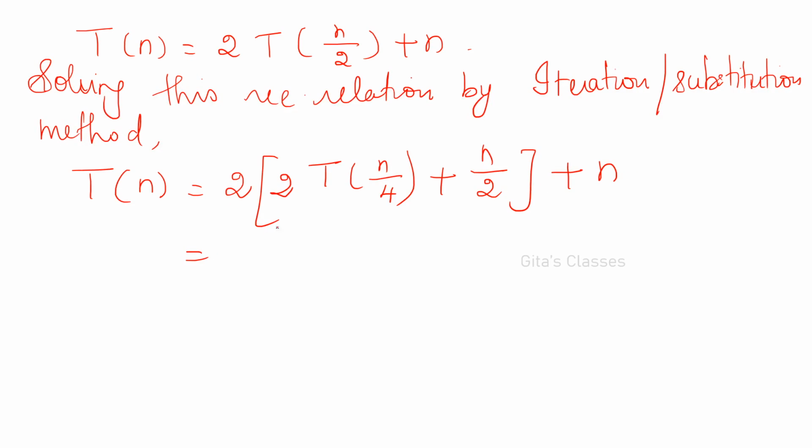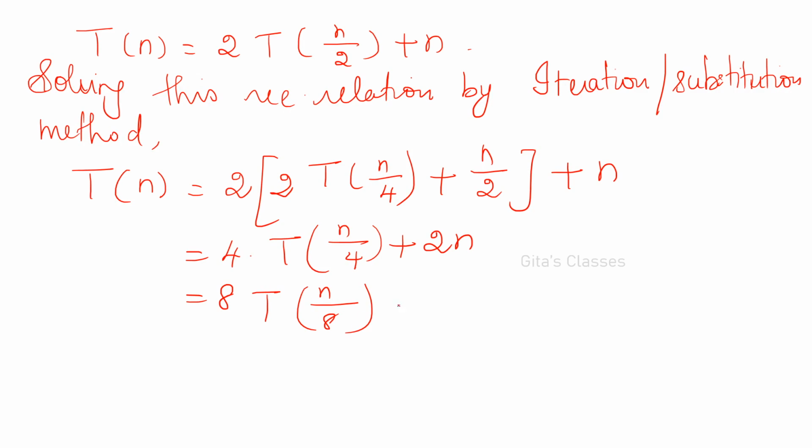So if you expand it, this is 2 square, that is 4 into T of n by 4, plus 2 into n by 2, you will get 1 n, and here one more n, therefore it will become 2n, right? Similarly, what will be the next one? Again 8 into T of n by 8, plus 3n.